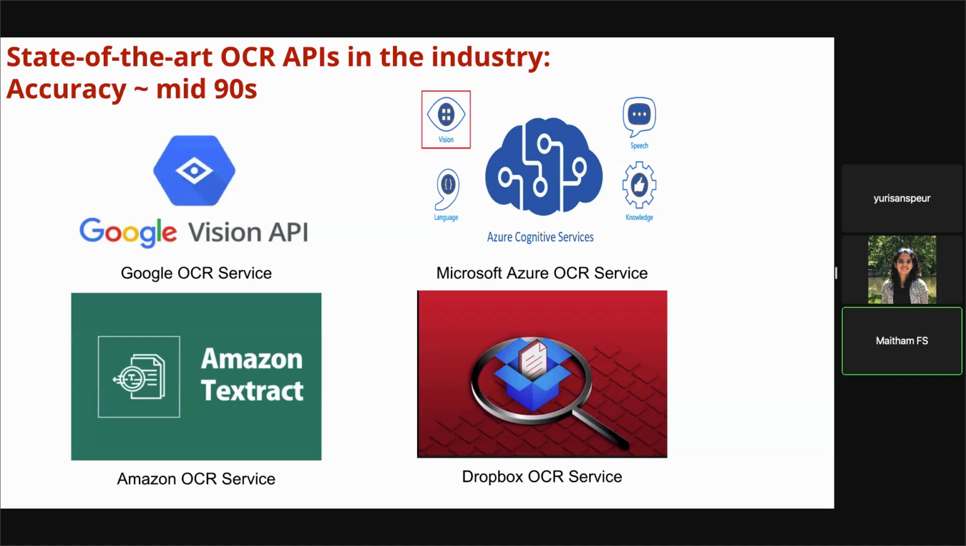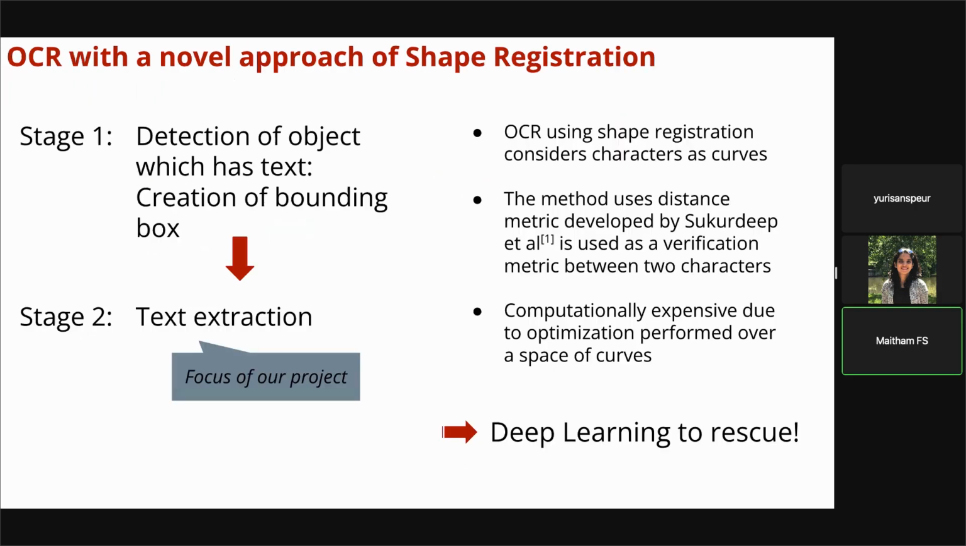Existing OCR services provided by various tech companies are known to have accuracy in the range of mid-90s, and all are in major part black boxes. However, we assume that they are using some combination of deep learning architectures having CNNs, LSTMs, etc. borrowed from automatic speech recognition systems. In contrast, we are proposing a novel approach of shape registration.